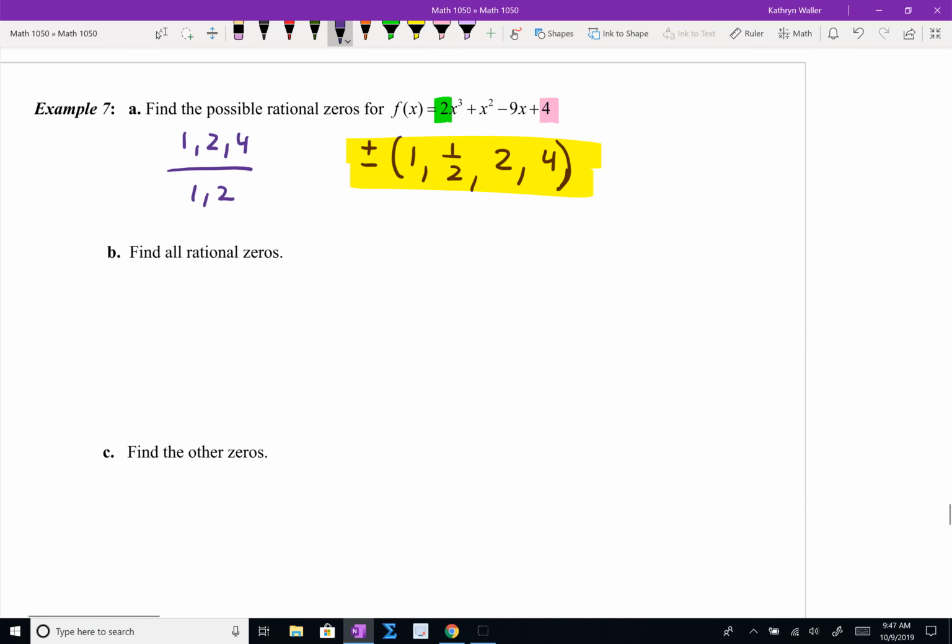Okay, so everybody go 1 store enter. And then go 2 membar enter, raise it to the third, plus membar enter x squared, minus 9 membar enter, plus 4 enter, and 1 does not work. Why doesn't it work? Because I got a -2, and if it worked, I would have gotten a 0. Let's do a -1. The next ones are so easy. You don't have to keep putting that equation in. You just go -1, store, enter, up, enter. Didn't work. I got a 12.